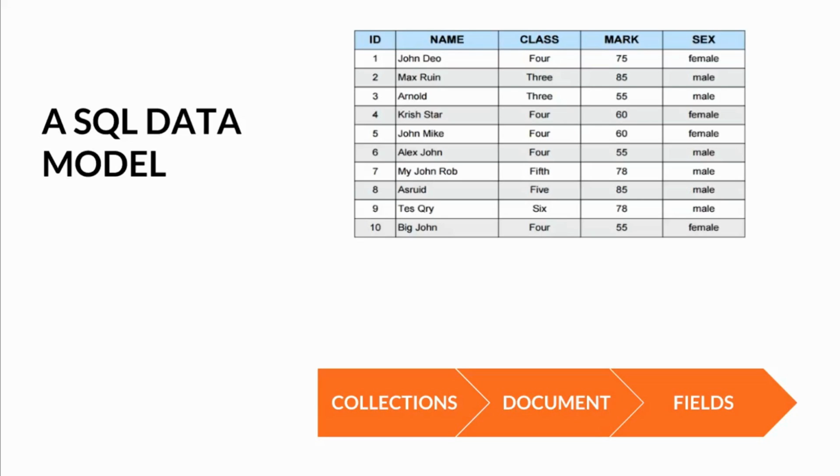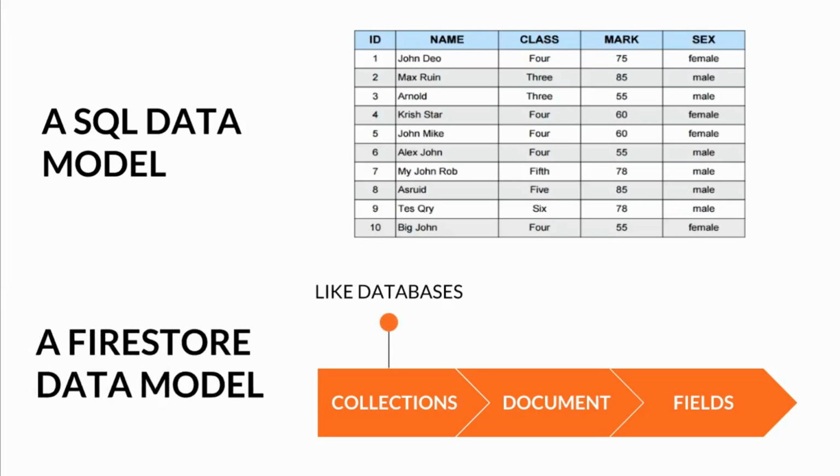Now let us do a brief comparison between the SQL data model and the Firestore data model. In the Firestore data model, you can refer to collections as being like databases. What are databases in SQL? Databases are used to store tables, right? And in Firestore, collections are used to store documents. If collections are like databases, then documents are like tables. But unfortunately, you cannot say fields are like rows or columns. They are actually key value pairs. Let us look at documents and fields in our next slide.